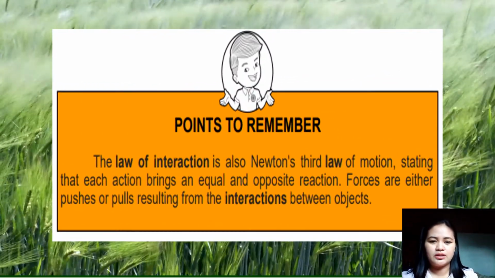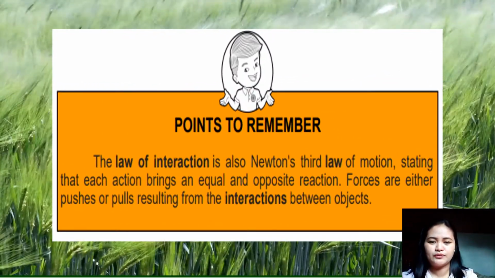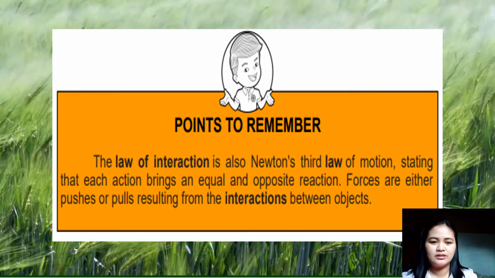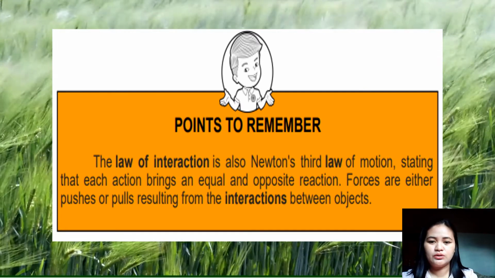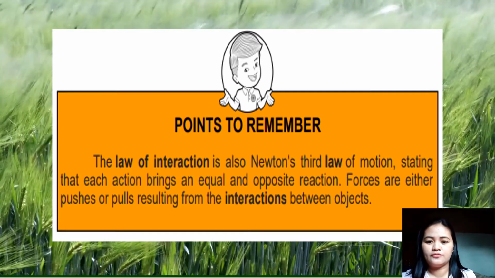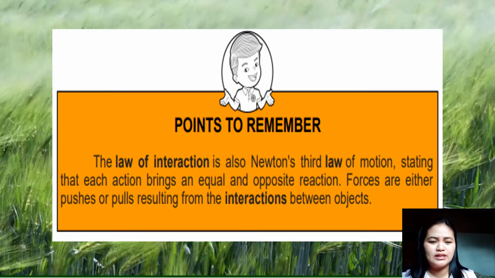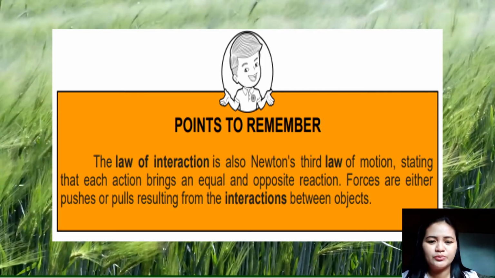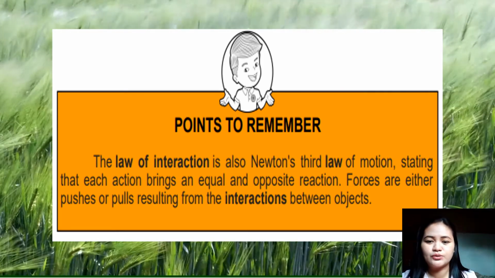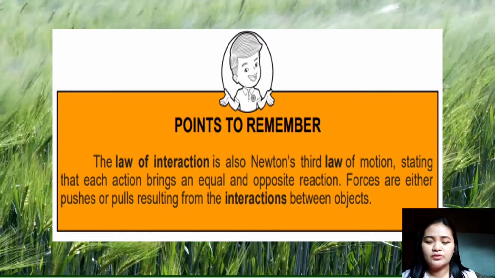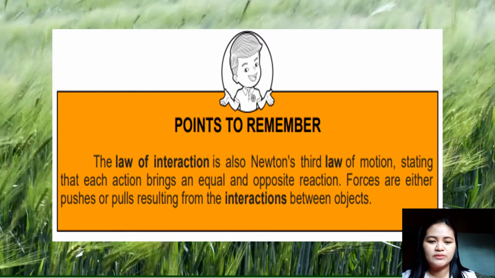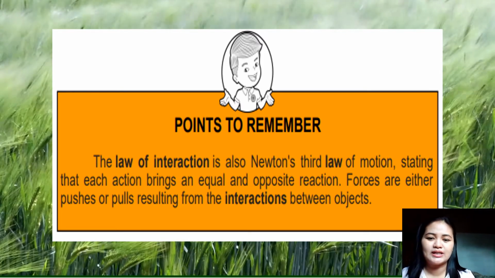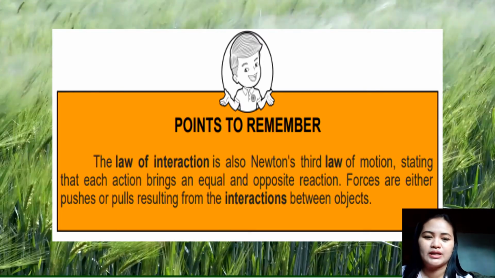So here are the points to remember for this week. Let me read it. The law of interaction is also Newton's third law of motion, stating that each action brings an equal and opposite reaction. Forces are either pushes or pulls resulting from the interactions between objects.